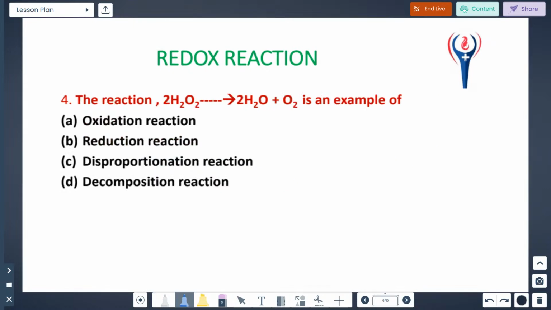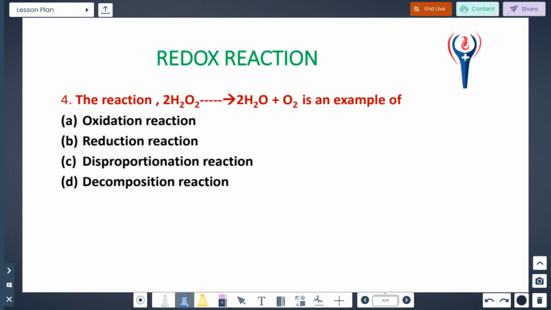Next one. 2H2O2 becomes 2H2O and O2 is an example of which reaction, they are asking. The options are oxidation, reduction, decomposition, disproportionation. Oxidation means oxidation number increases, reduction means oxidation number decreases, and disproportionation reaction means the same species can be oxidized as well as reduced. This is called disproportionation reaction.